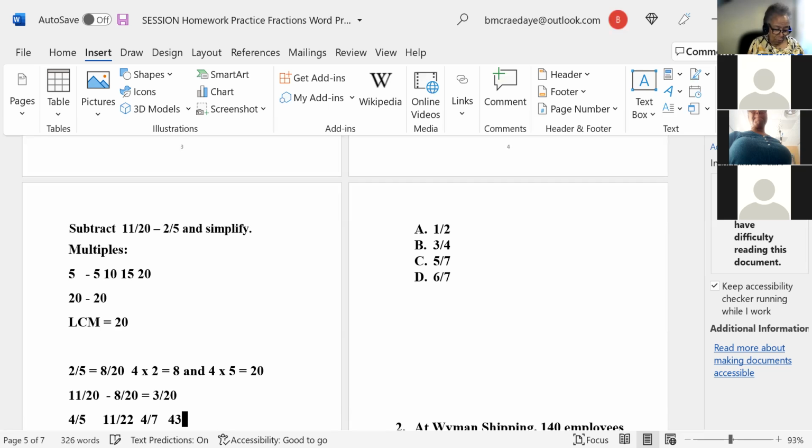What about 43 over 78? Simplified or not? Simplified, right? They only have the number 1 in common. So now you know how to determine if your fraction is already simplified. If the only factor the two have in common is 1, then it is simplified. Got it? Okay.